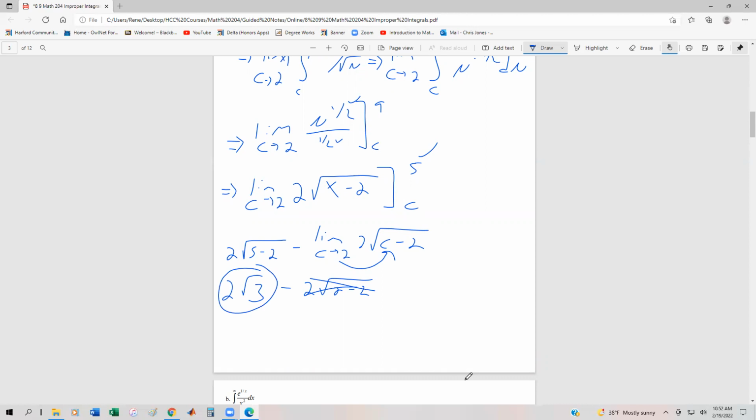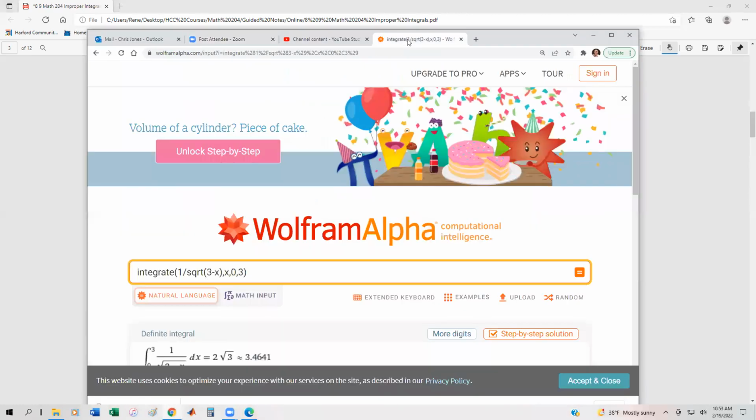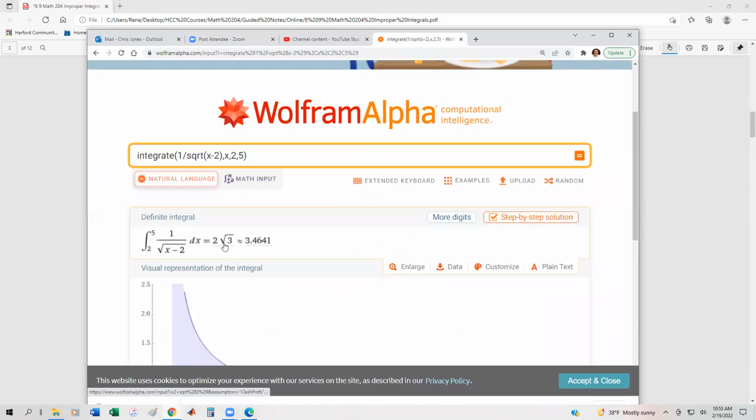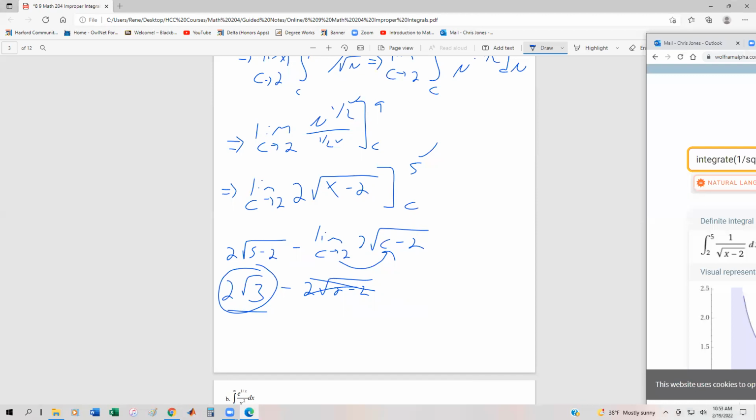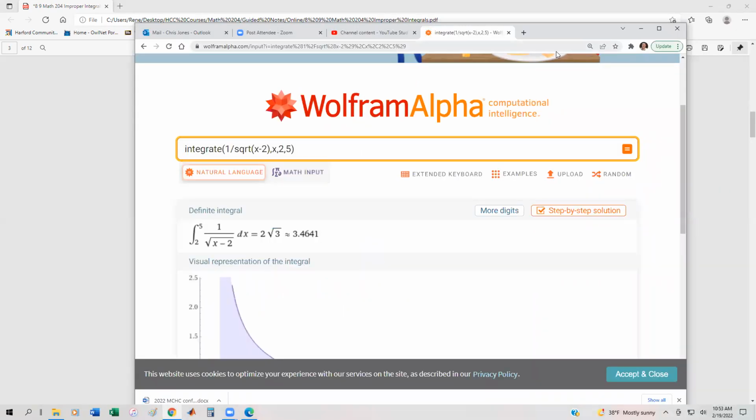Of course, we want to use something like Wolfram Alpha to check our answer and make sure we're on the right track. To show you what happens, I'm going to go in here and use the example from the beginning: 1 over the square root of x minus 2, with x ranging from 2 to 5. If I execute this, we get 2 roots of 3, which was precisely the answer we got before. So either I pulled some sort of magic to make you think this works, or it actually does work. Go with the latter.